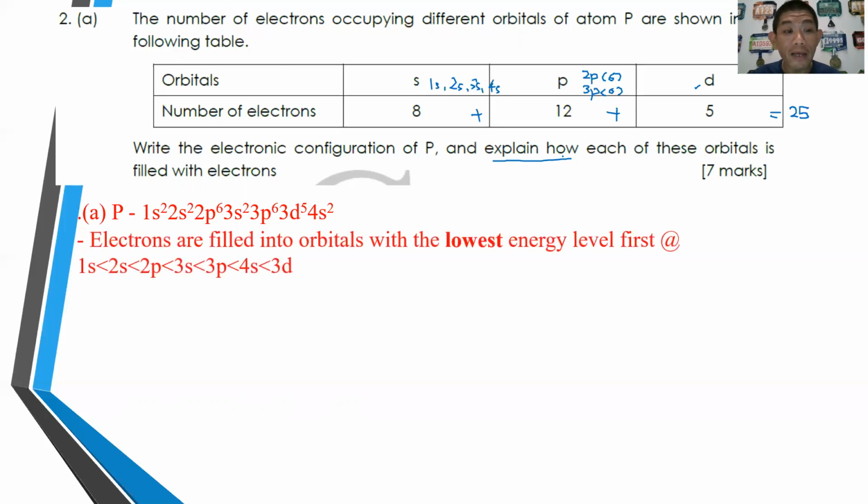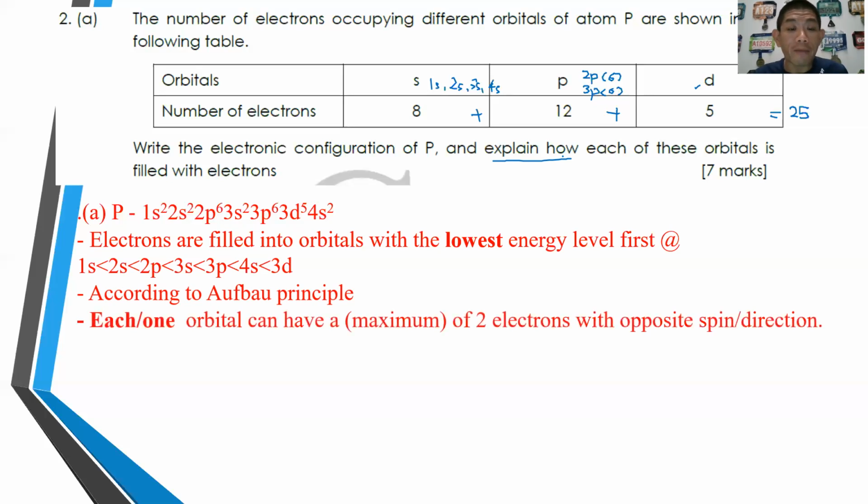Okay, so for example, you say that electrons fill in from the lowest energy level, or from 1s to 2s to 2p to 3s to 3p to 4s to 3d, according to who? According to the Aufbau principle. Okay, so this is how you write. And then each orbital is occupied by 2 electrons with opposite spin, according to who? According to the Pauli exclusion principle.